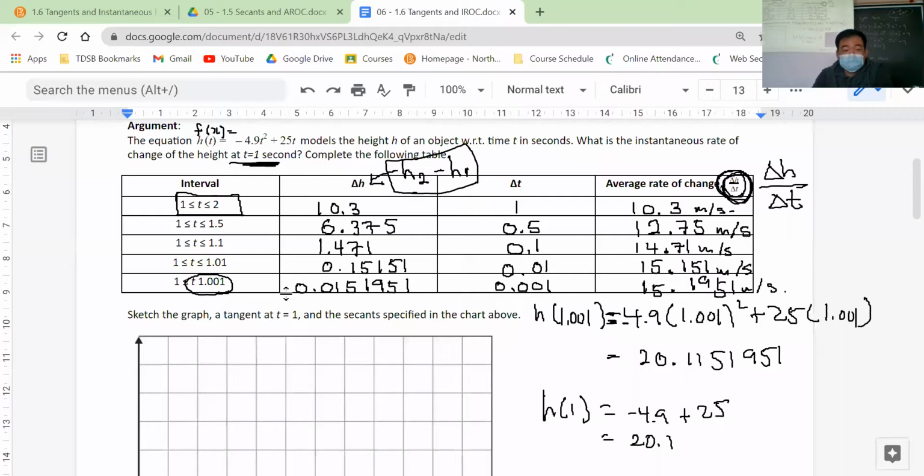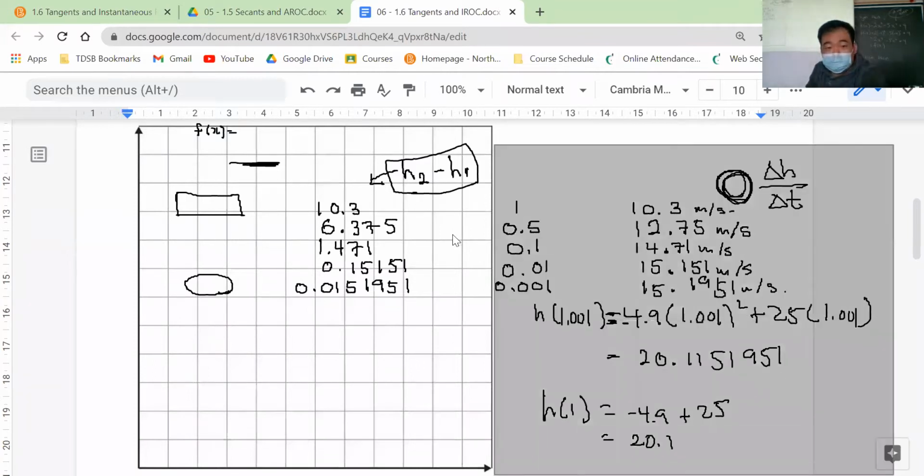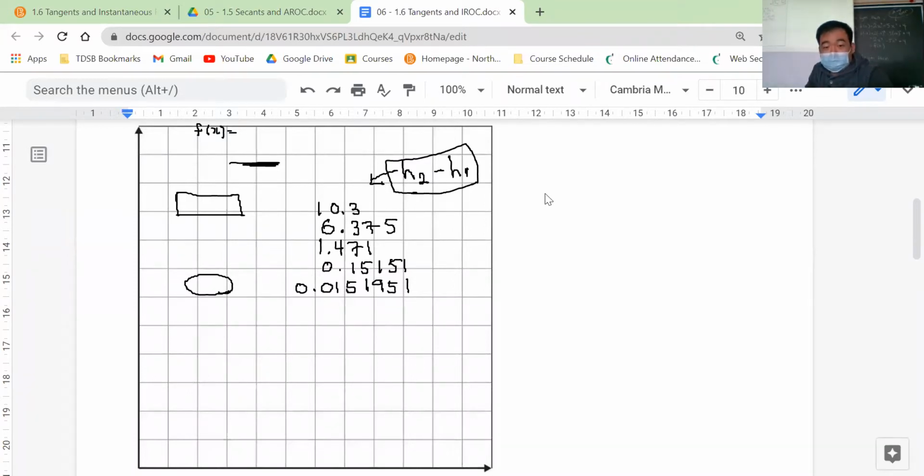All right. Part 2. Sketch the graph, a tangent at T1 and the secant specified in the chart above. This one's going to be a little bit annoying. I'm going to show you what that would look like. Actually, I'm not too sure. I'm going to just draw it as a really rough parabola. So bear with me, okay? I might have to ask you for your numbers. Here we go, actually. Give me a second. Let me erase this. Oops.